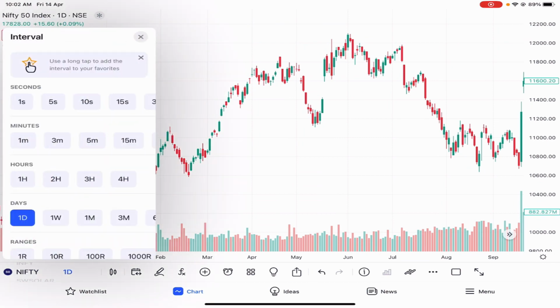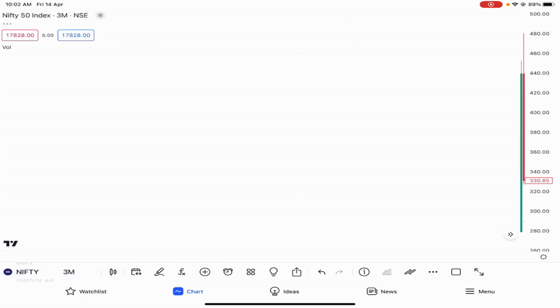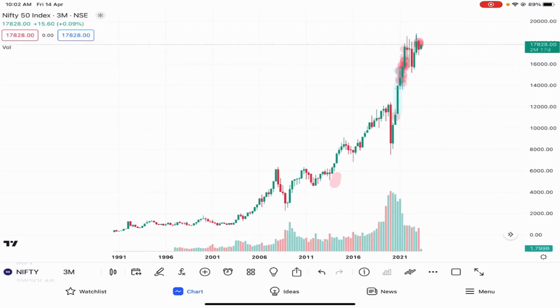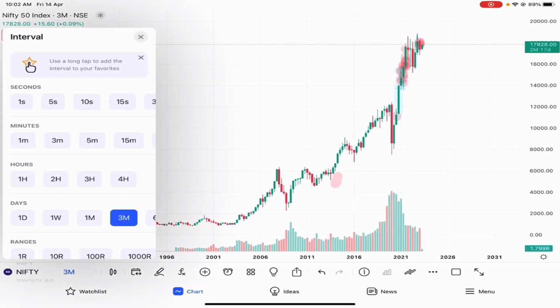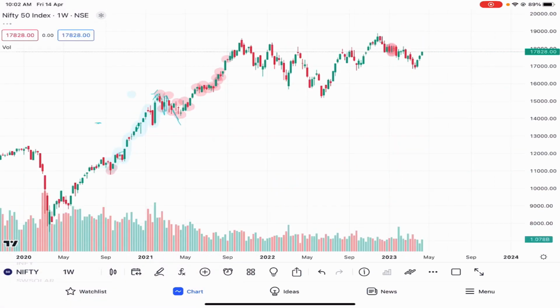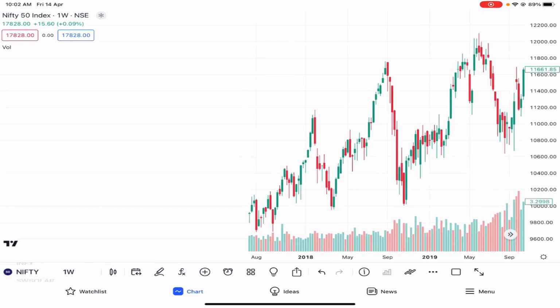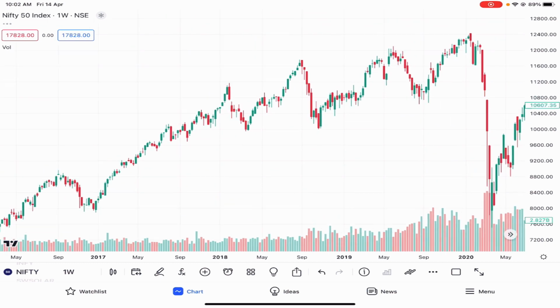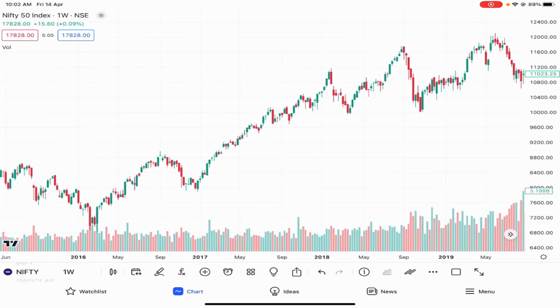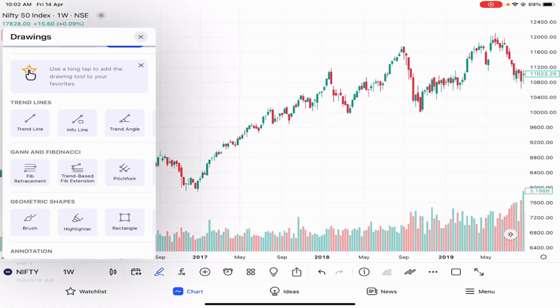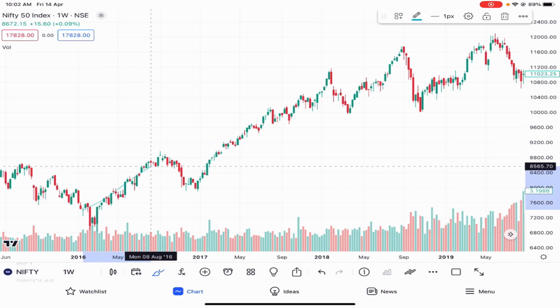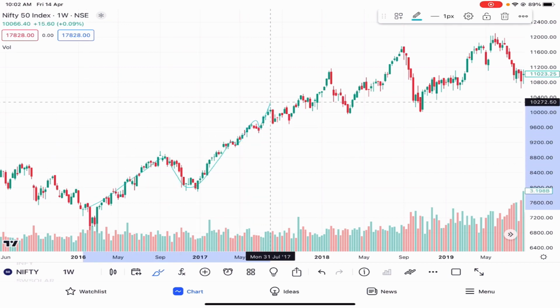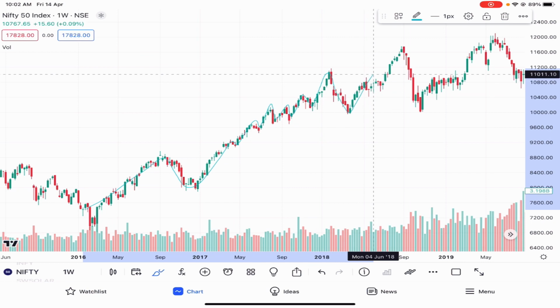Let me go on a 3-month time frame. I'll be able to show it better. No, let me go on 1 week time frame. Alright, look at this now. You can see that this is clearly an uptrend, right? So that is my primary trend.